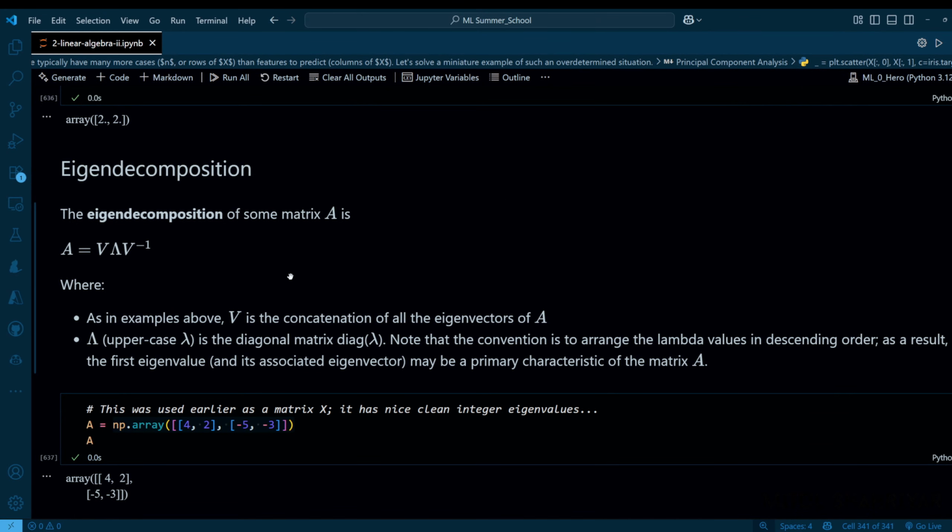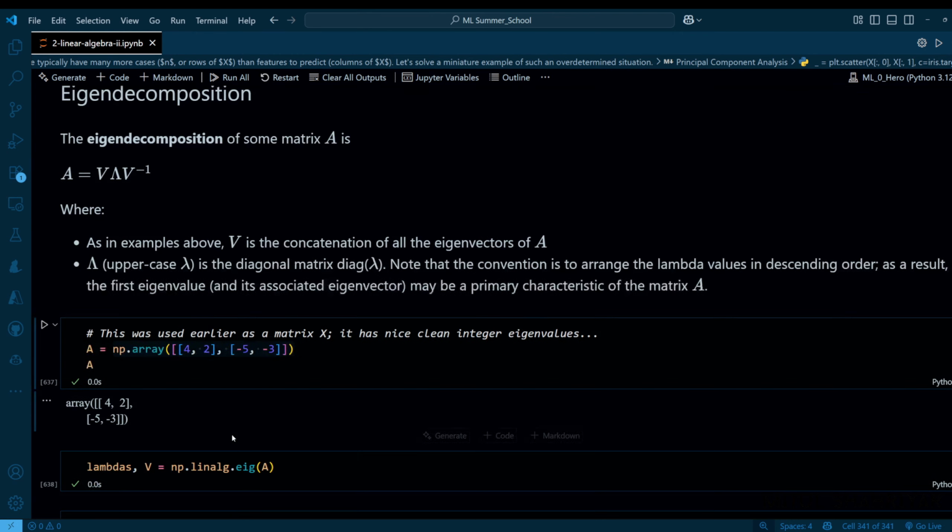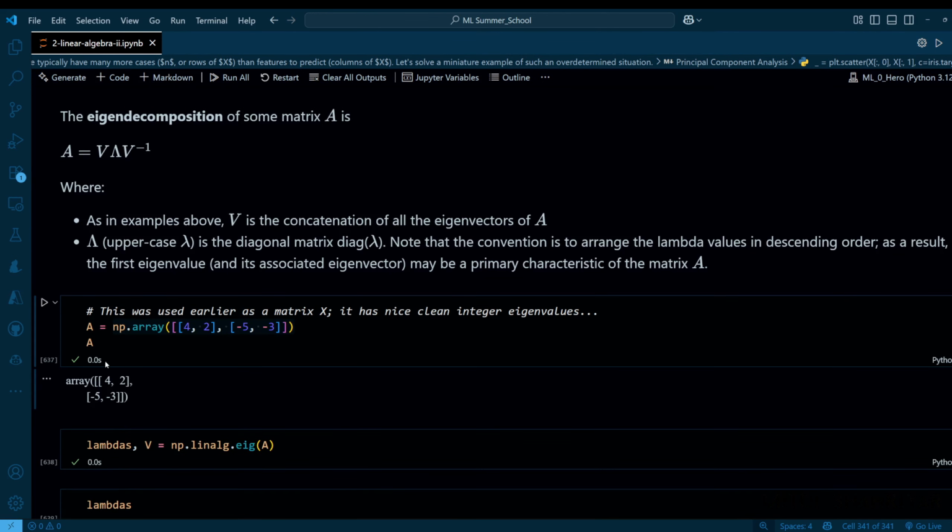Okay, so we are here. The Jupyter notebook, I will again share that in the description, so you can just check that out. First of all, you can see there is a matrix which has values 4, 2, minus 5, minus 3. Great. This is matrix A.